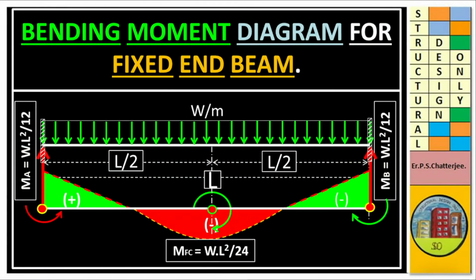Bending moment diagram for fixed end beam. MA is equal to WL square by 12, MB is equal to WL square by 12, and MFC is equal to WL square by 24.